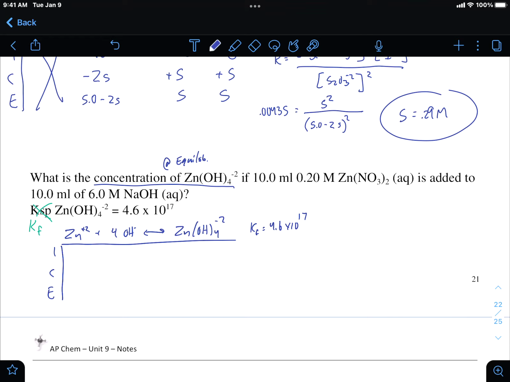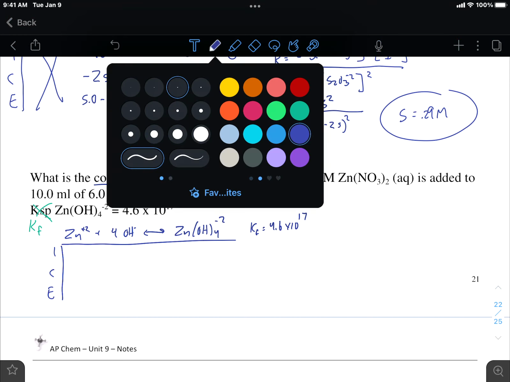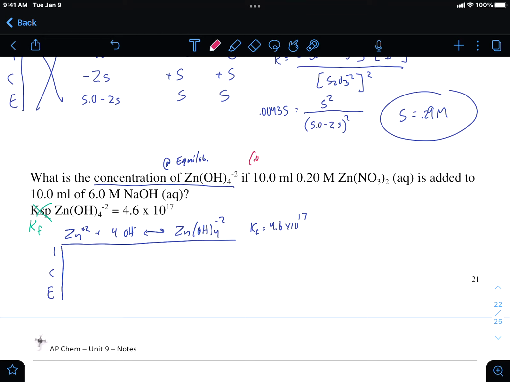Okay, what do we know? We know that we had 10 milliliters of this solution and 10 milliliters of another solution, right? So we need to recalculate molarities because those were the concentrations when these were alone in their own bottles. But now that you're going to take a sample of each and put them into a test tube, they both expand into each other. You have to account for the new volume. So let's recalculate our concentration. So recalculate the moles of zinc.